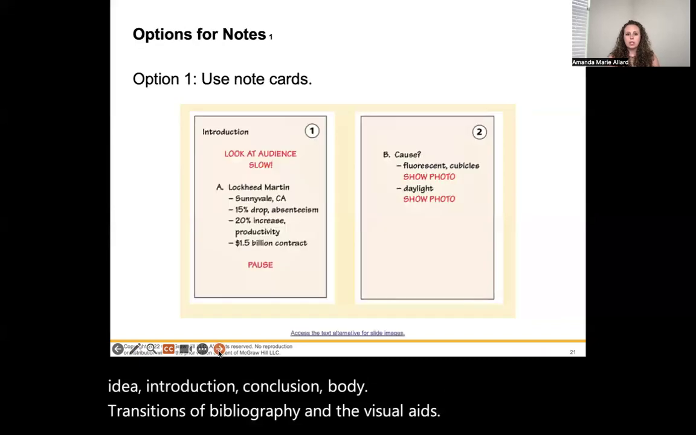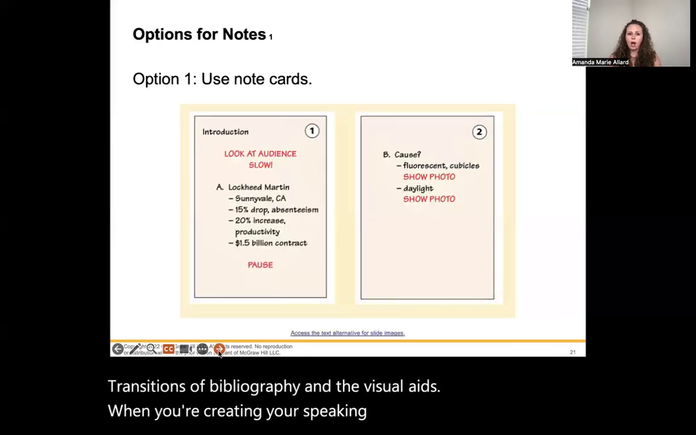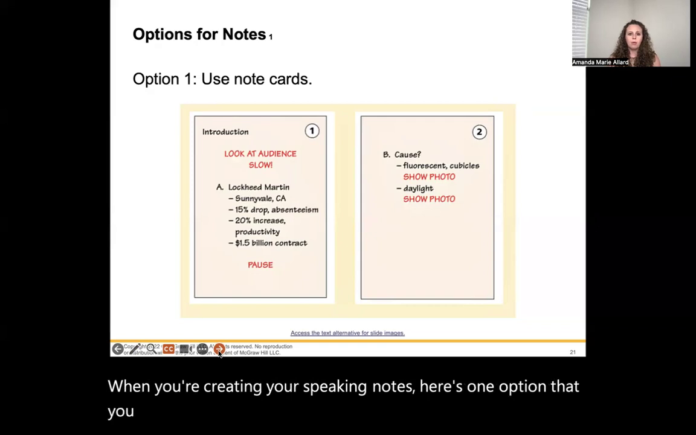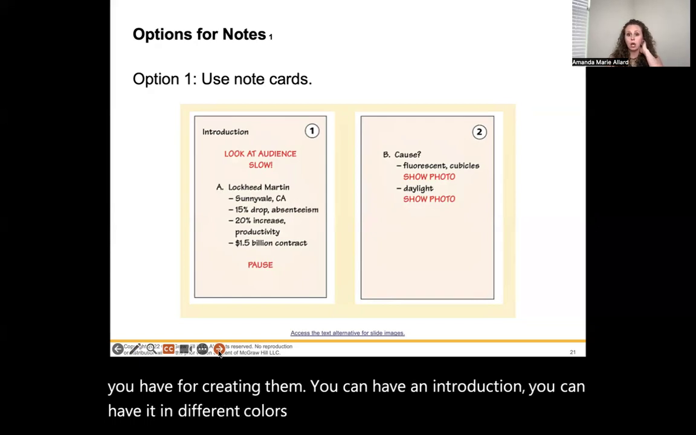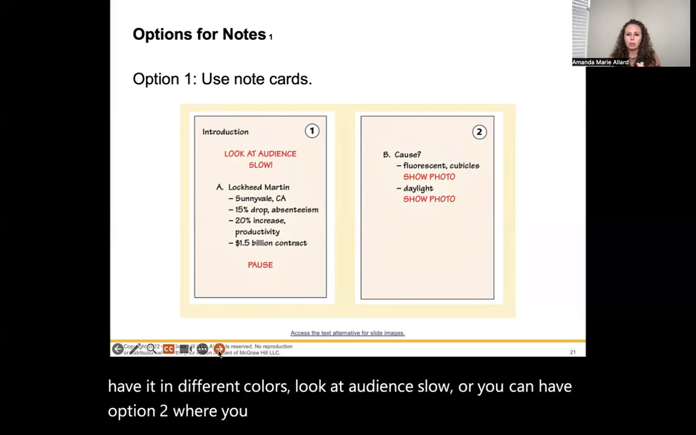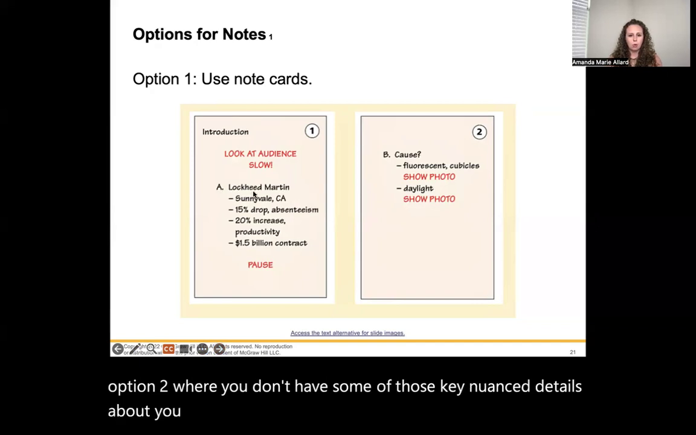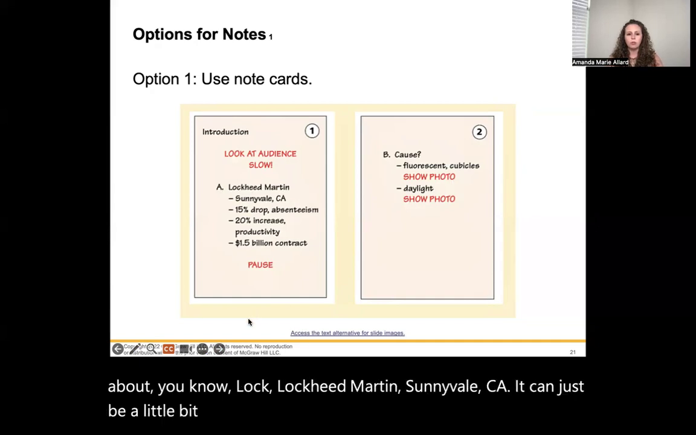When you're creating your speaking notes, here's one option that you have. You can have an introduction, you can have it in different colors, look at audience slow, or you can have option 2 where you don't have some of those key nuance details about Lockheed Martin, Sunnyvale, California. It can just be a little bit more bullet point if you'd like.